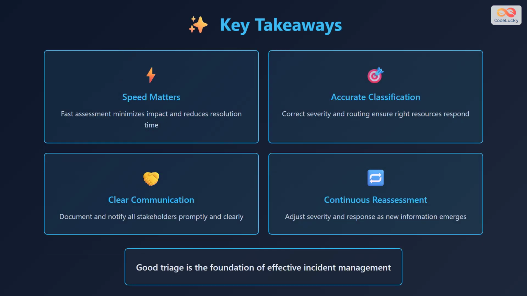Remember four key takeaways from this video. Speed matters because fast assessment minimizes impact and reduces resolution time. Accurate classification ensures the right severity and routing so appropriate resources respond. Clear communication is essential as you document and notify all stakeholders promptly. And continuous reassessment is important because you should adjust severity and response as new information emerges. Good triage is the foundation of effective incident management. When you master triage, you set your organization up for faster resolution and better outcomes.